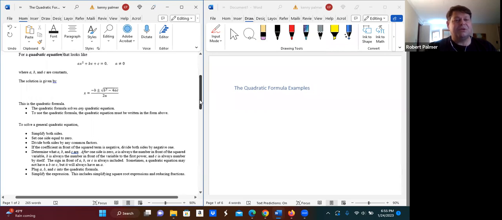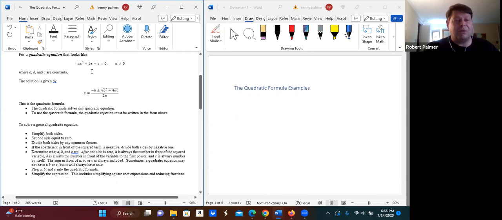Now, also here are some general steps to solve a quadratic equation using the quadratic formula. First, simplify both sides. Sometimes it may not already be simplified, so simplify both sides first, okay? And set one side equal to 0, so make it look like this as much as possible. Divide both sides by any common factors. That'll just make it easier to work with. And also, if the coefficient of the squared term is negative, if a is negative, divide both sides by -1. This is more of a choice, it just makes it easier to work with.